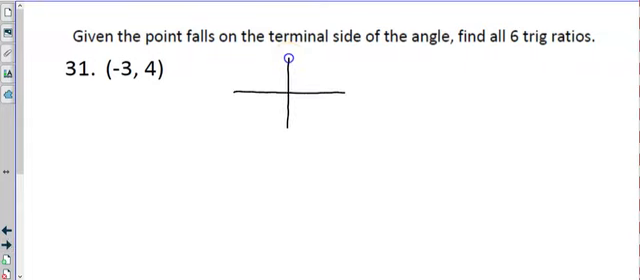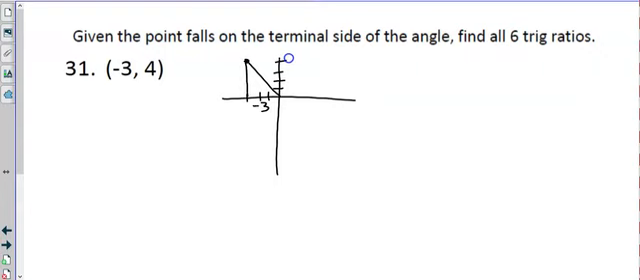-3, 4. So left 3 and down 4. Something like that. So oops, up 4. Whoops. Try again. Leaving that mistake on there just to show you it's okay to make mistakes. Not perfect. Alright, so that one's -3.